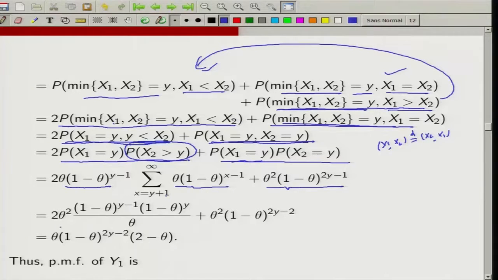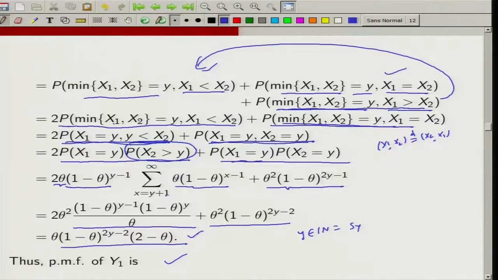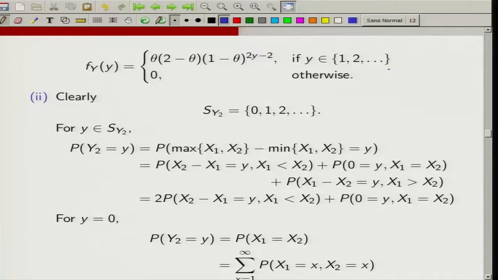Now, you can sum it. This is 2 theta square (1 minus theta) to the power y minus 1. This theta has come over here to make it theta square. Now, this is a geometric series whose first term is (1 minus theta) to the power y and common ratio is (1 minus theta). So, the sum would be this quantity plus theta square (1 minus theta) to the power 2y minus 2. Simplify it by combining the terms, you get this as theta times (1 minus theta) to the power 2y minus 2 times (2 minus theta). So, this is for y belonging to N, which is the same as the support of y. So, the PMF of y would be this if y belongs to S_y and 0 otherwise. So, that is what you get.